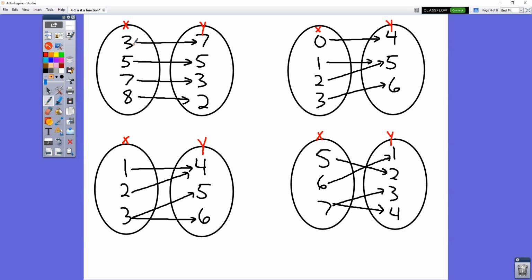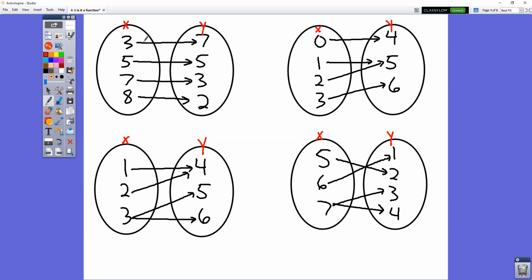So in these, what you're doing is you're mapping from the 3, following the arrow to the 7. So our point would be 3, 7. Our point would be 5, 5. Our point would be 7, 3. Our point would be 8, 2. Our point would be 1, 4, 2, 4, 3, 5, 3, 6. All right, so you follow the arrows. If I have two arrows coming out of the same X value, that means I'm using it twice, and therefore it would be a no.